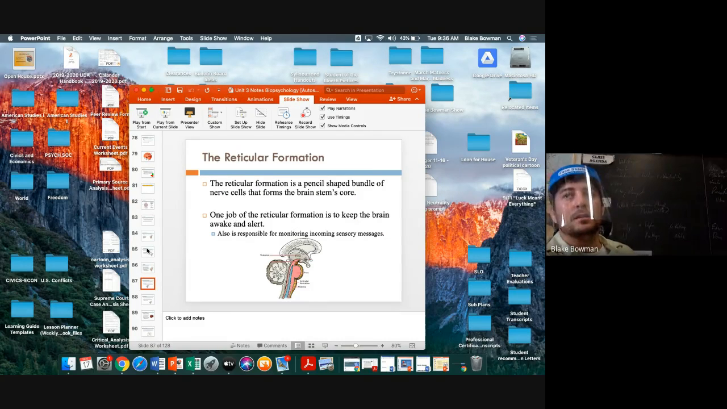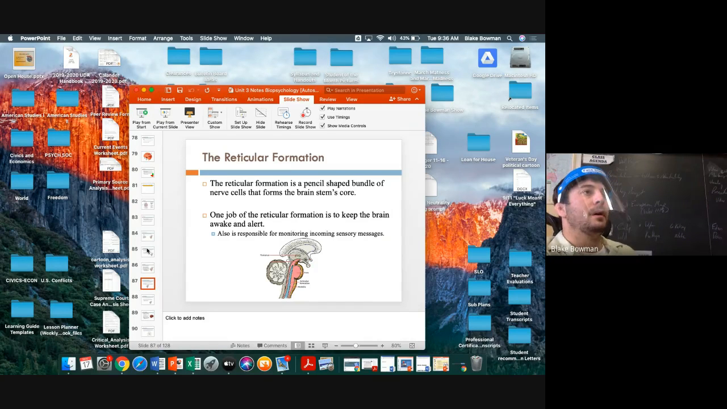The reticular formation. The formation of connected nuclei that are located across the brain. It's located in many different parts of the brain. It branches up into the brainstem, almost like a pencil shape in a way. Its basic function is to keep the brain alert and awake. Okay. Good job.